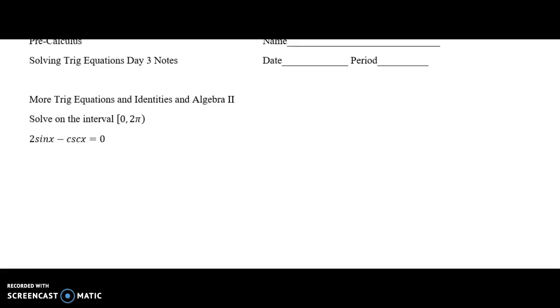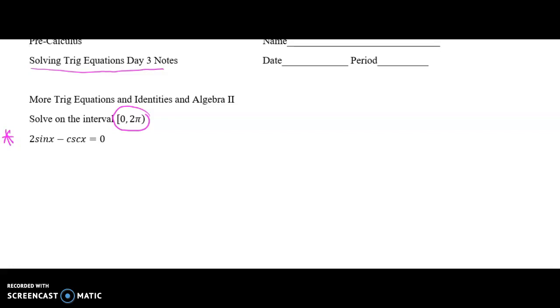Hi students, today we have day 3 of solving trig equations, and today this interval is between 0 and 2 pi, 0 included, 2 pi excluded. So our first example, 2 sine x minus cosecant x equals 0.